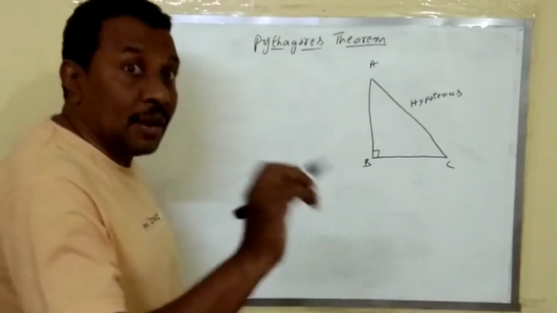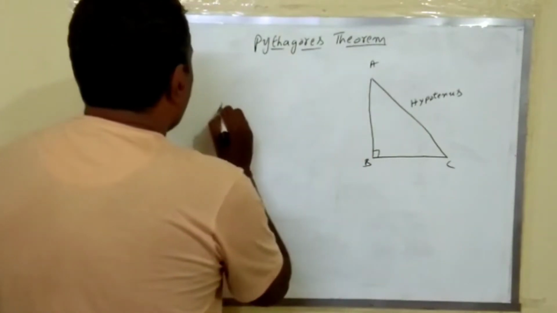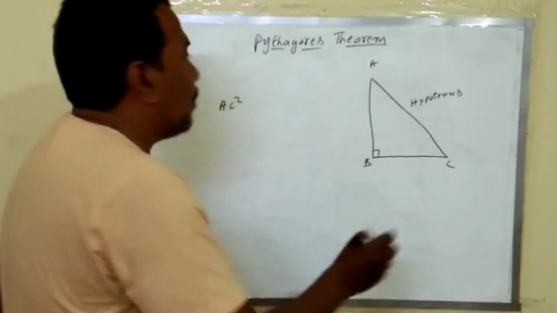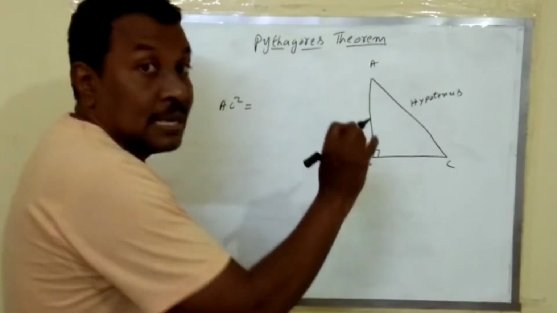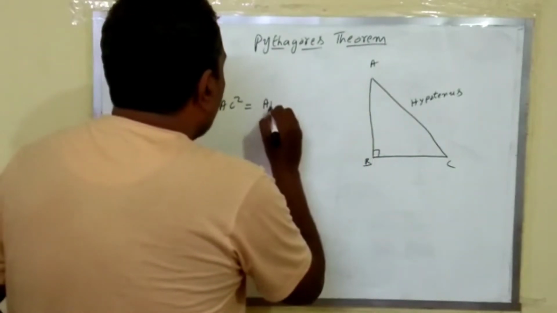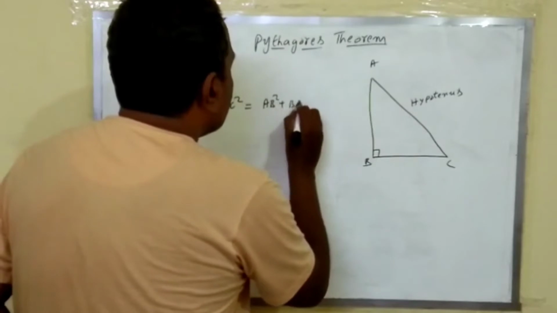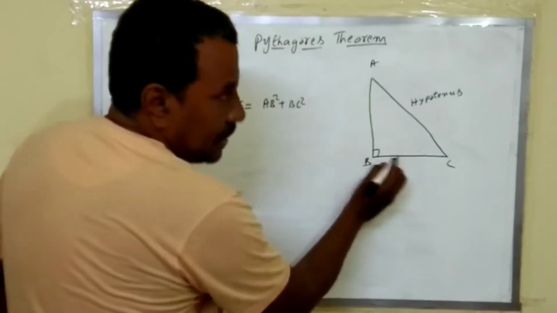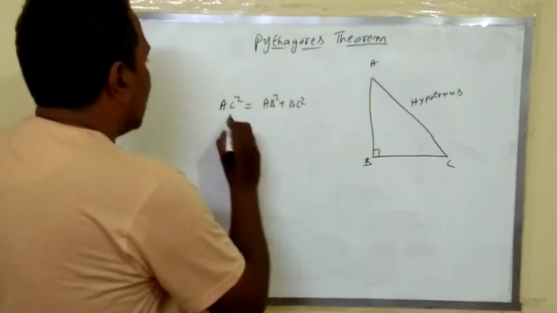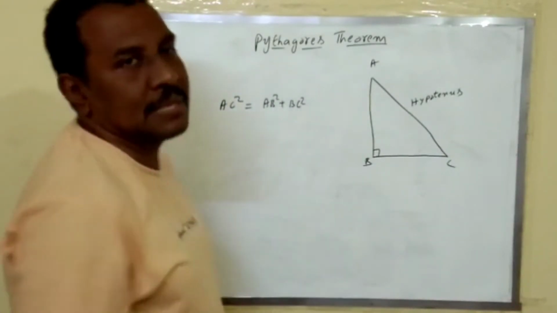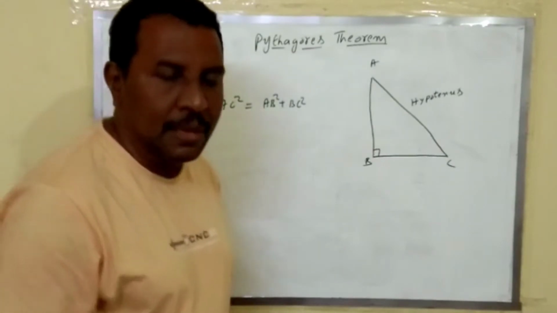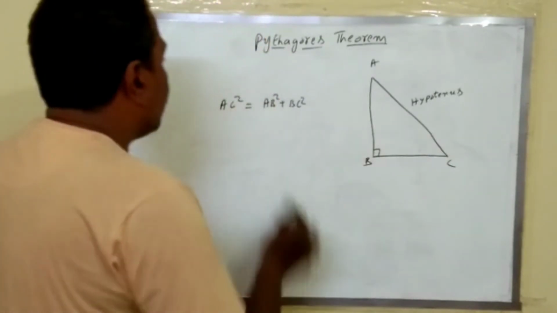What I said, the square of the hypotenuse, that is AC square. This is the hypotenuse. The square of the hypotenuse, AC square, is equal to the sum of the squares of the other two sides, AB square plus BC square. So AC square is equal to AB square plus BC square. So this is what you call the Pythagoras theorem. Okay. Let us see the proof of this Pythagoras theorem.